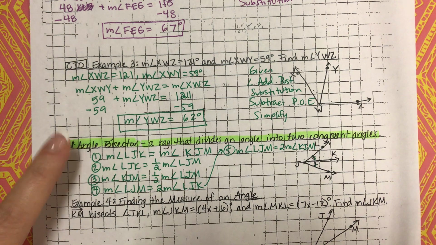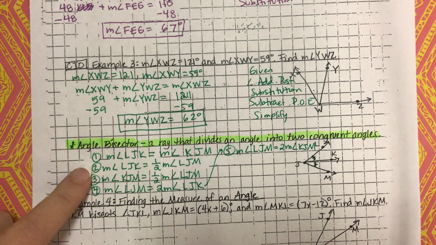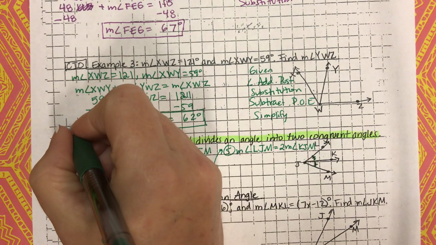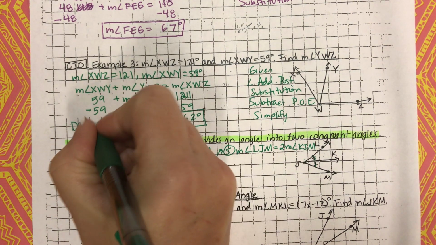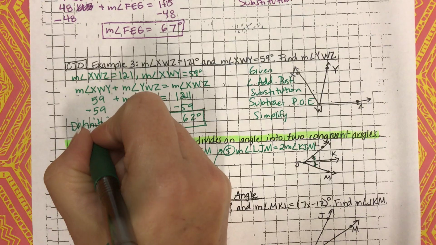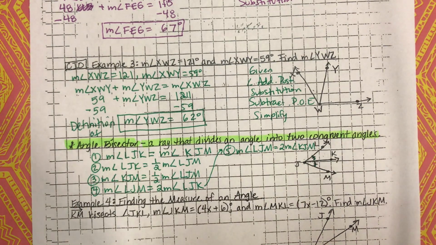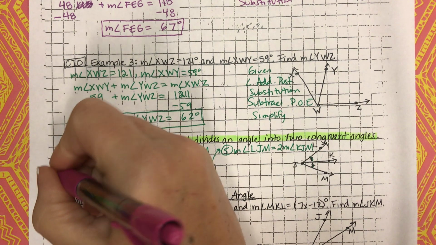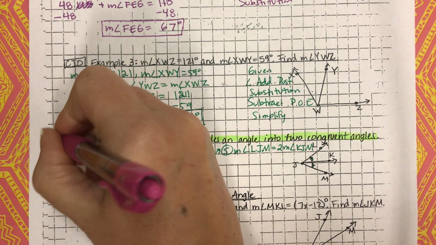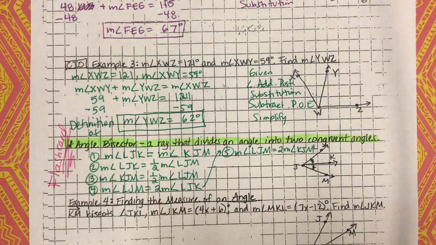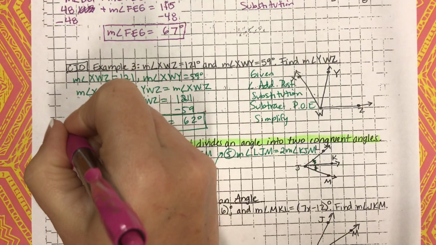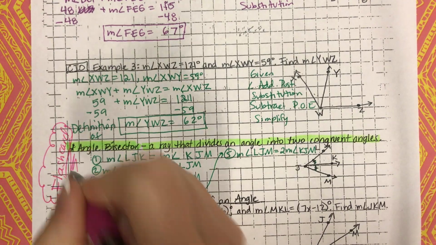Anytime you see angle bisector, you know all of these. And this is called the definition of an angle bisector. So this really needs to be on a flashcard. Definition of angle bisector. All this information needs to be a flashcard, because we are going to refer to that for quite some time. Perfect.